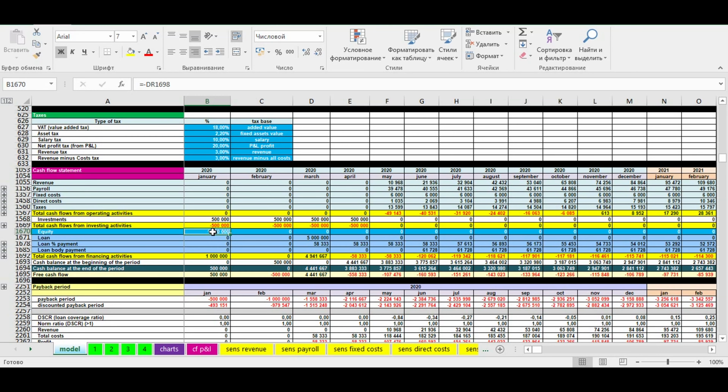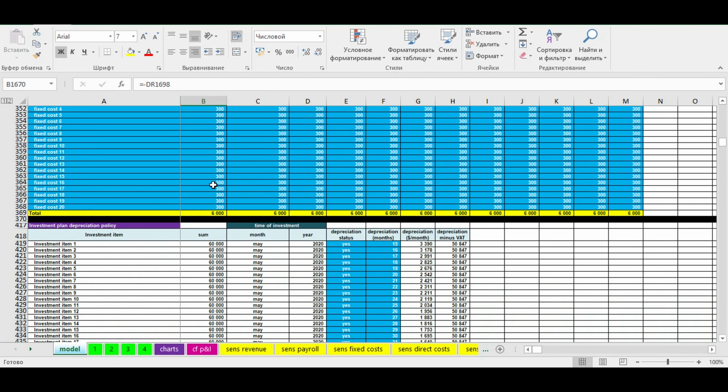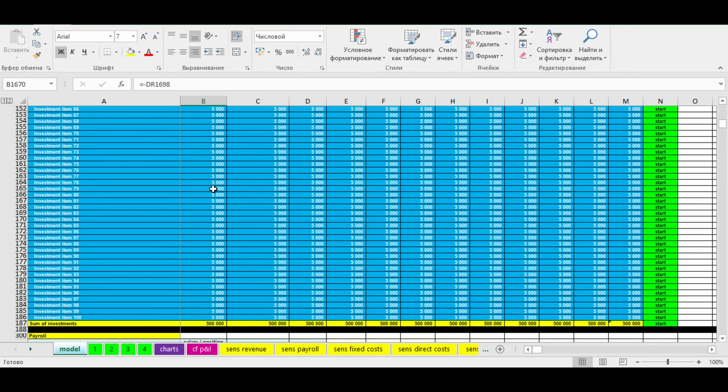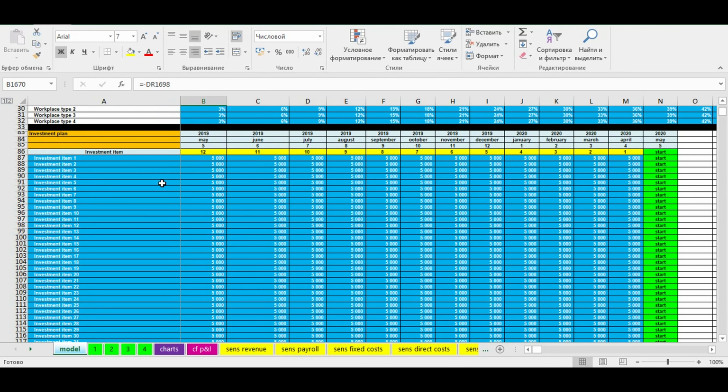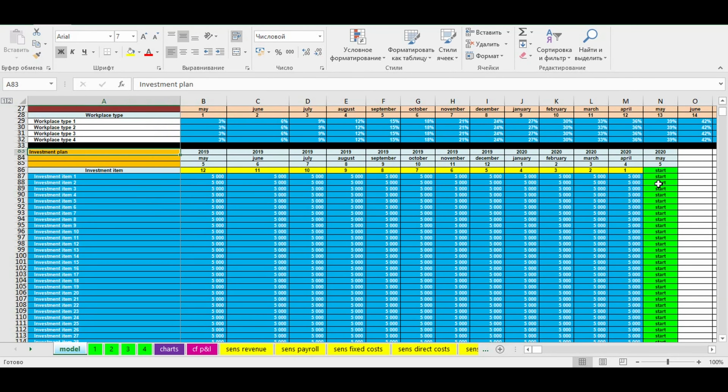The next block of inputs deals with investment needed before we start the operational activity stage. The green column will show us the moment when we start getting the first revenue. Moving to the past from the moment of revenue, we describe our investment stage. Here we can specify what item we invest in, when we invest, and how much we invest.